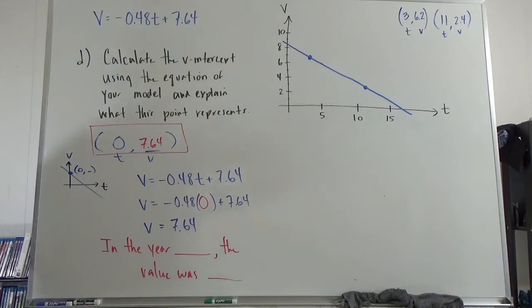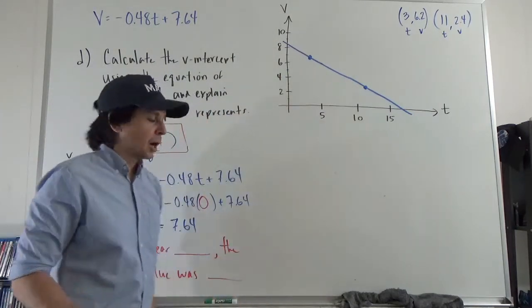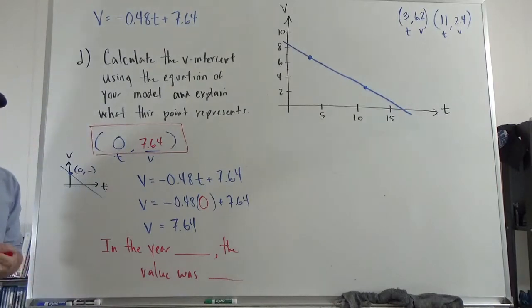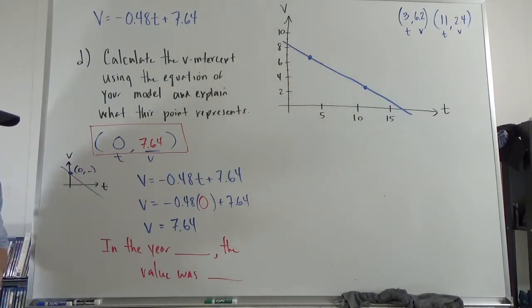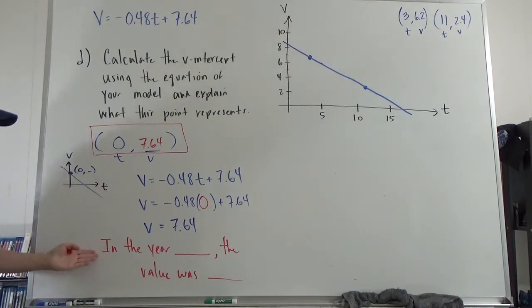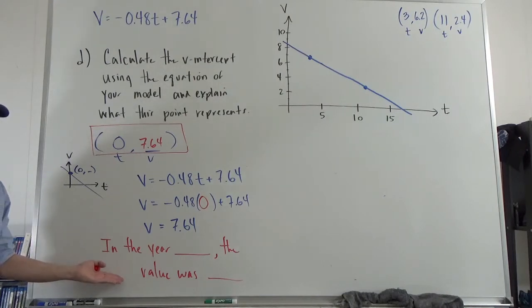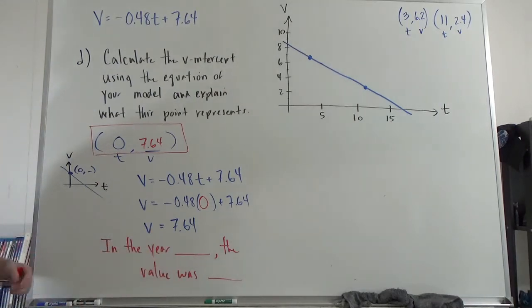And so in interpreting any ordered pair for this particular problem, this context, you have the year and the value. The t represents the year since 1980, the v the value in thousands of dollars. So any explanation about any point, intercepts or otherwise, will include a reference to whatever year it is, and a reference to whatever value the car had in that year. So your kind of template for explaining a point could be: in the year blank, the value is blank. That's what I've set up here. I'm going to use the same template for my t-intercept as well.